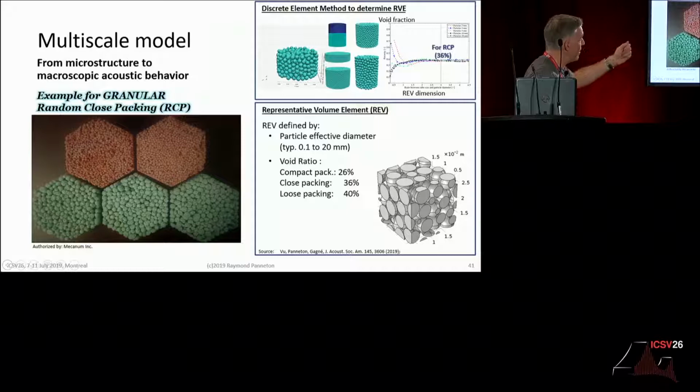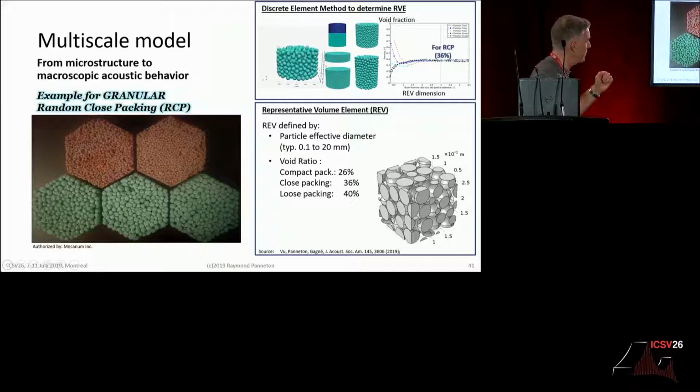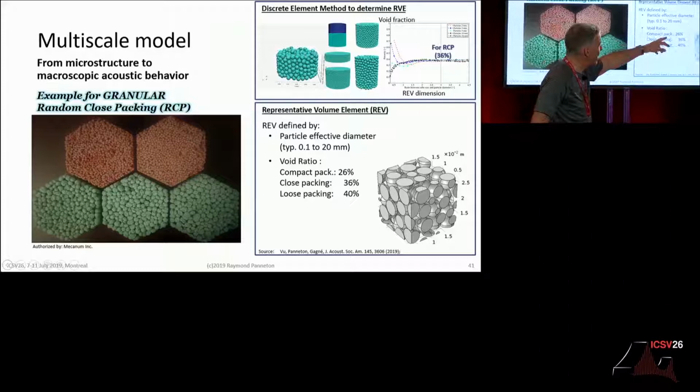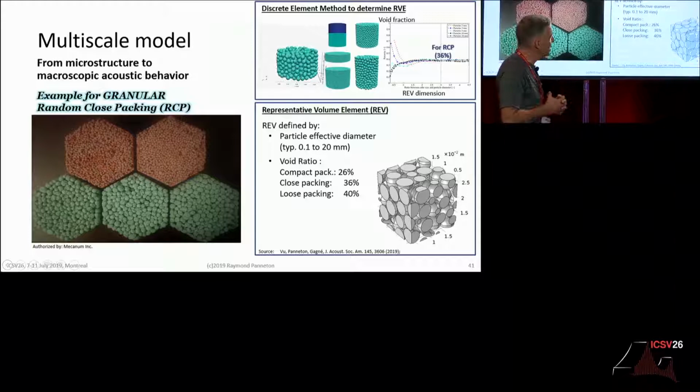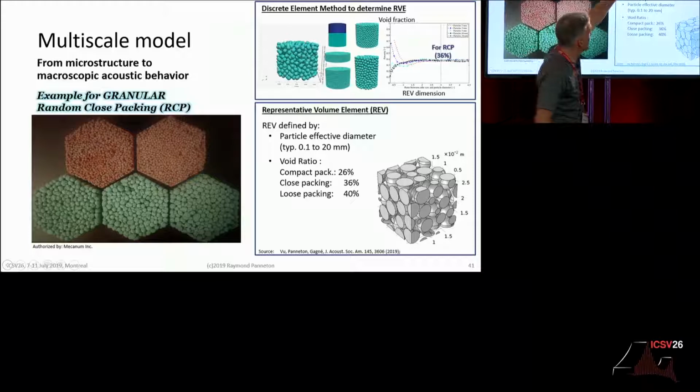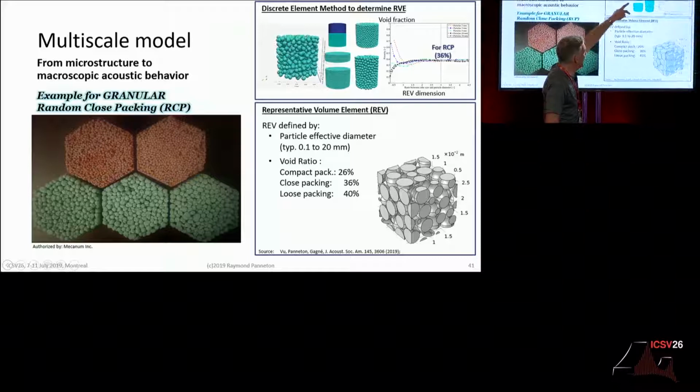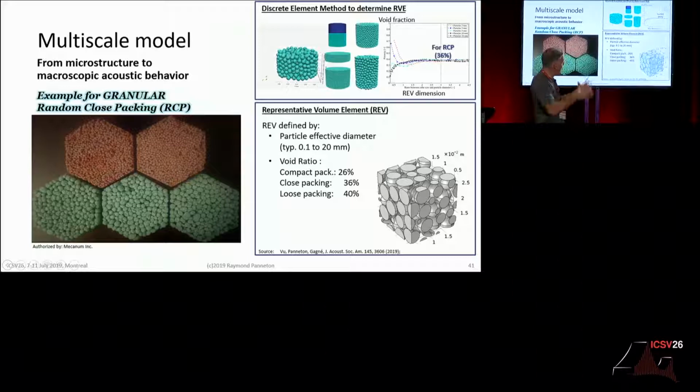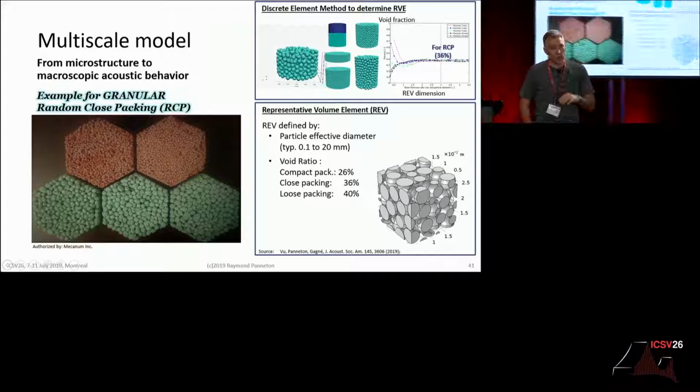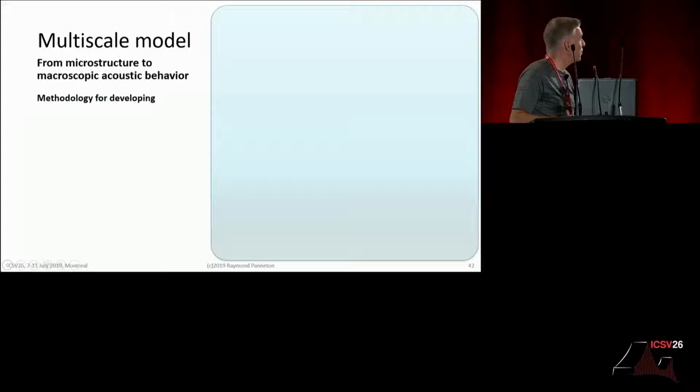In this case, the representative model that you see here can be characterized by the diameter of the particles forming the granular material, and also the void ratio, also called porosity, and it takes different values for compact packing. You see, the minimum porosity that we can have is 26%, if it's a closed packing like this one here. This one is a loose packing. But when we apply some vibration or we compact here with a solid hammer, then the compaction brings it to 36% of porosity.